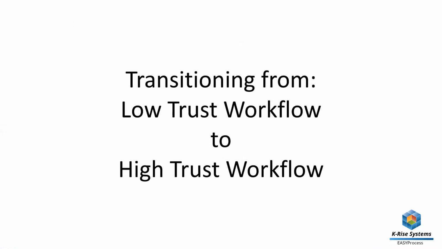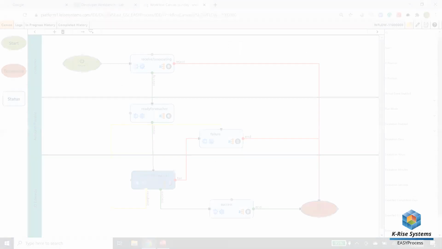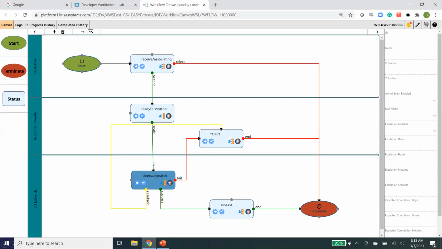And we'll talk about an important topic, like transitioning from low trust workflow to high trust workflow. So right now, as you saw, this is somewhat similar to what I built. This is a workflow that's well audited, that has escalation, that has anticipated times for completion, but it's somewhat of a low trust workflow because there's only one piece that's automated. And you want the system to start working for you as much as humanly possible.